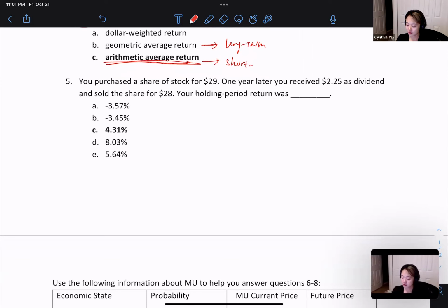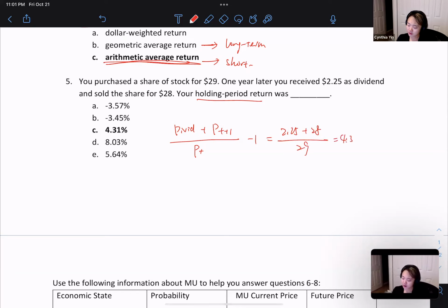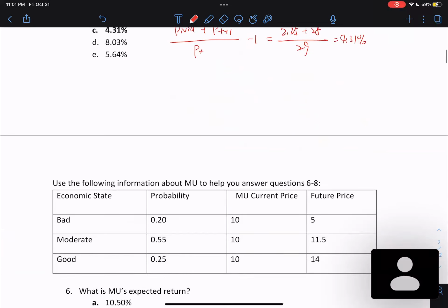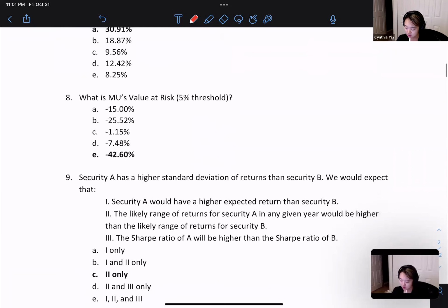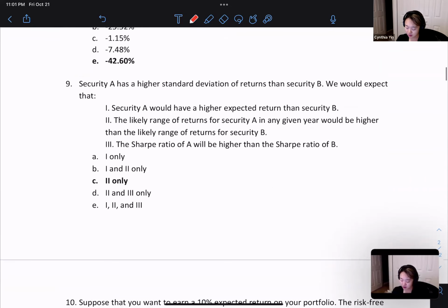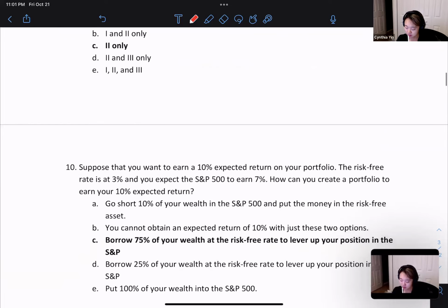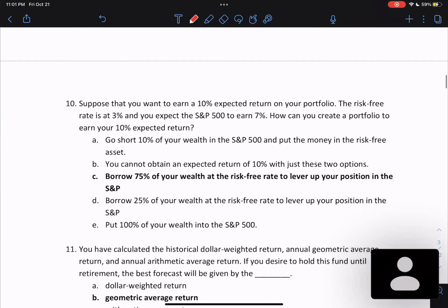Holding period return is dividend plus price in the future divided by price today, minus 1: 2.25 plus 28 divided by 29. Oh, I covered this one in class, right? Yes, I covered this in class. And I also covered 6, 7, 8 in class. And 9, I remember Asim asked me this one. Yeah. 10, I also covered.